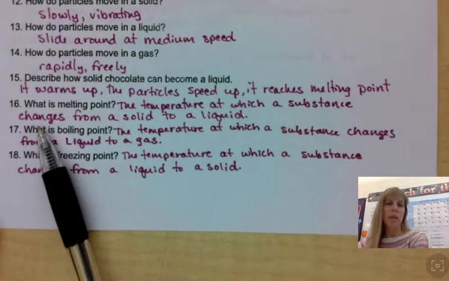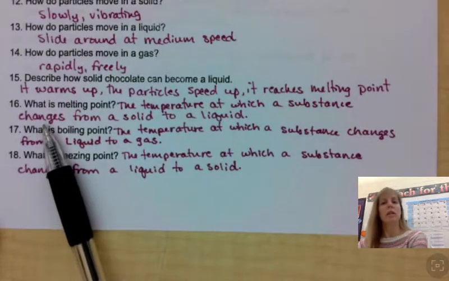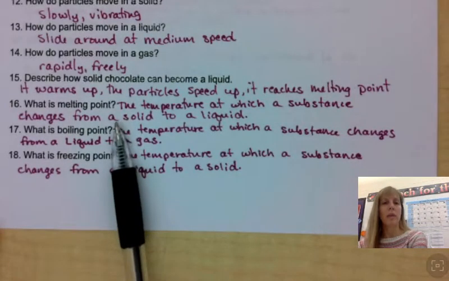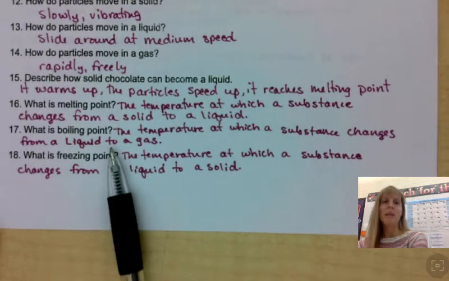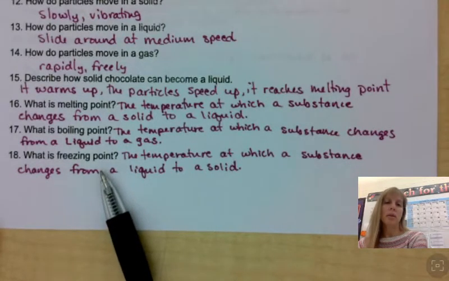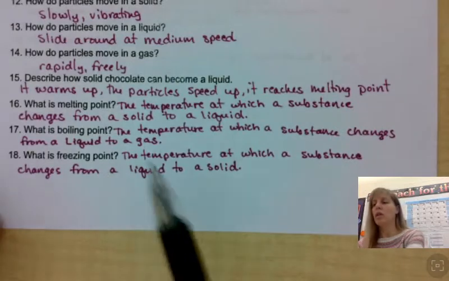Number 16, melting point is the temperature at which a substance changes from a solid to a liquid. Boiling point is the temperature at which a substance changes from a liquid to a gas. And freezing point is the temperature at which a substance changes from a liquid to a solid.